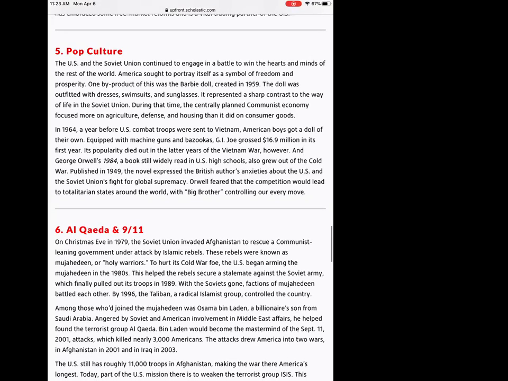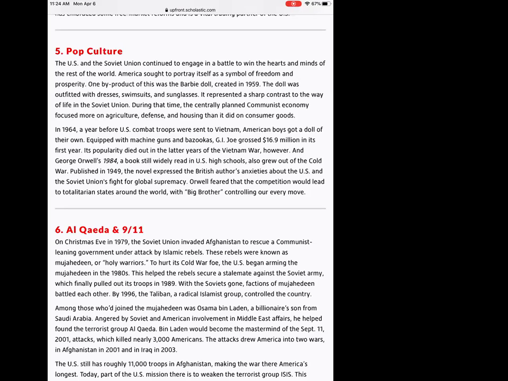All right, pop culture. The US and the Soviet Union continued to engage in a battle to win the hearts and minds of the rest of the world. America sought to portray itself as a symbol of freedom and prosperity. One byproduct of this was the Barbie doll, created in 1959. The doll was outfitted with dresses, swimsuits, and sunglasses. It represented a sharp contrast to the way of life in the Soviet Union.